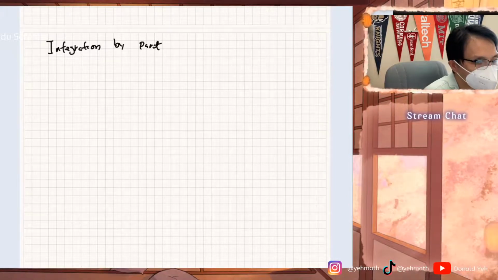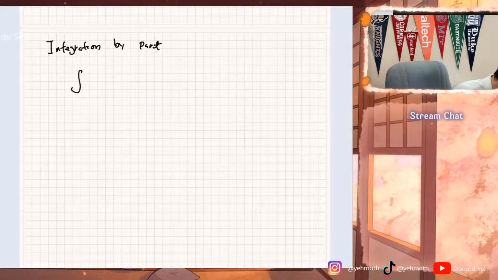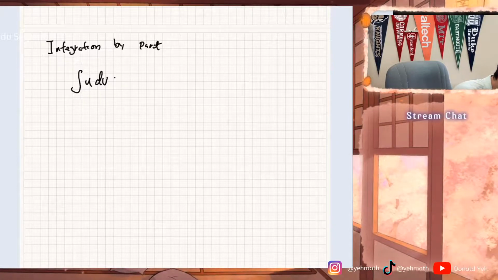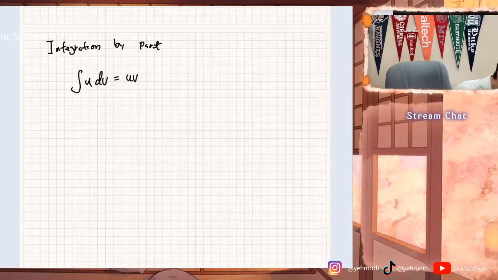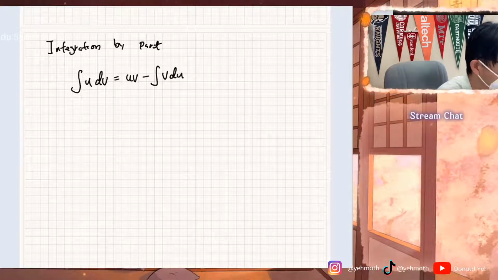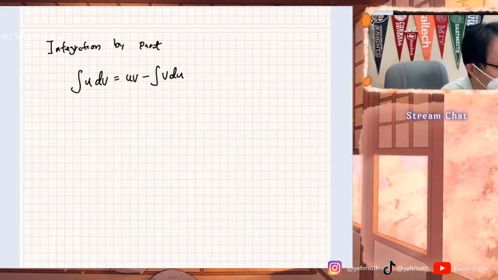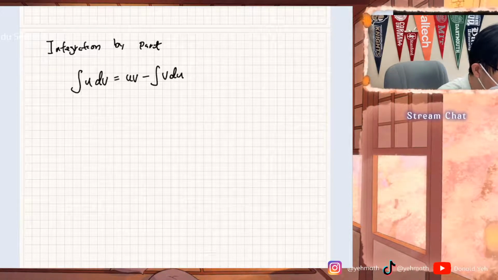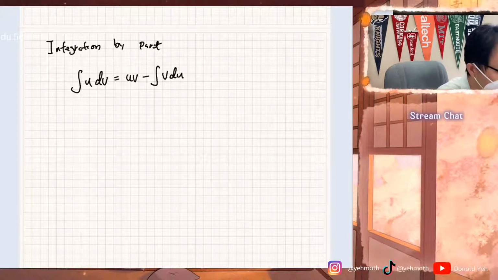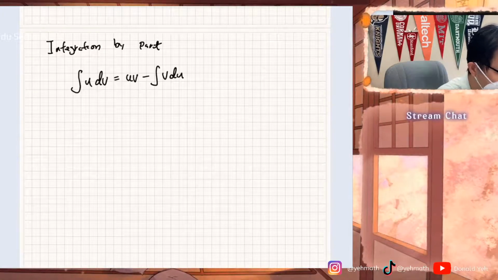Now, integration by parts, the formula is going to be like this. Integration of u dv is equal to uv minus integration of v du. Is that v du or u du? V du. So u times v minus integration of v du.